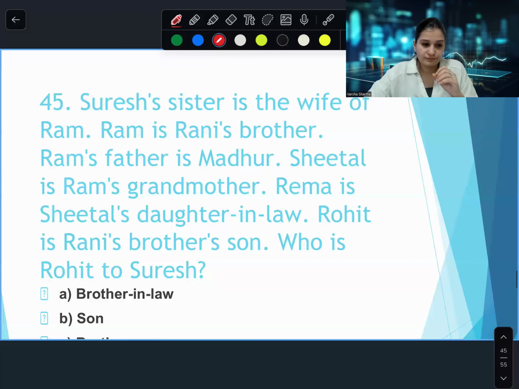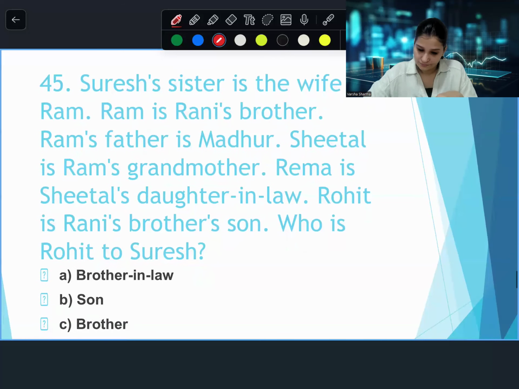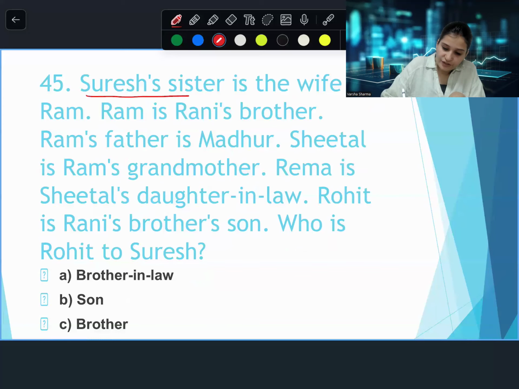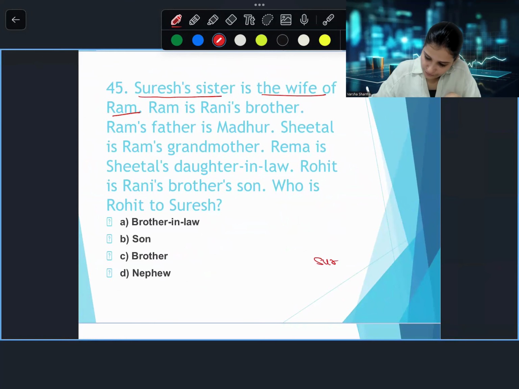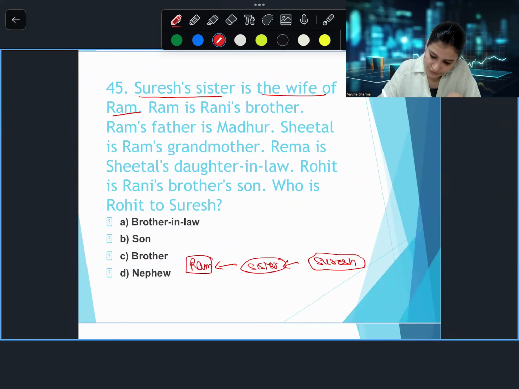45. Nephew, ma'am. Okay. Suresh's sister is the wife of Ram. Suresh, sister, is the wife of Ram. They are husband and wife, brother and sister. Ram is Rani's brother.